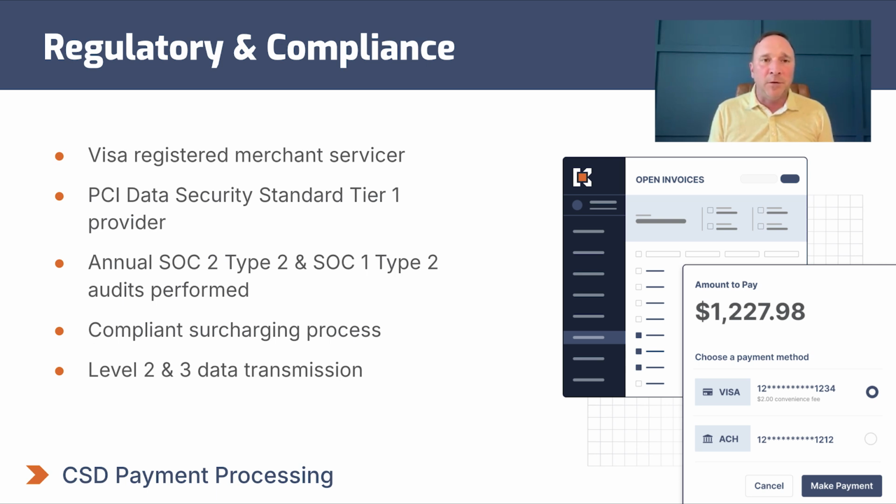So we are a Visa, MasterCard merchant service provider. We've got the PCI compliance. We're audited annually. We have publicly traded customers, so we go through annual audits to make sure we're maintaining SOC 2 Type 2 and SOC 1 Type 2 compliance. We have introduced the ability for our customers to turn on surcharging. So if you wanted to surcharge your customers when they pay with a credit card to try to recoup some of those processing fees, we've enabled surcharging.